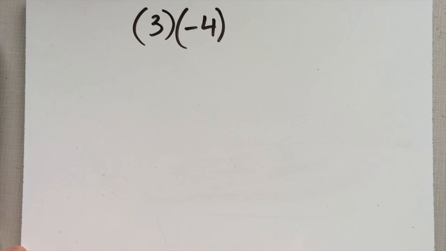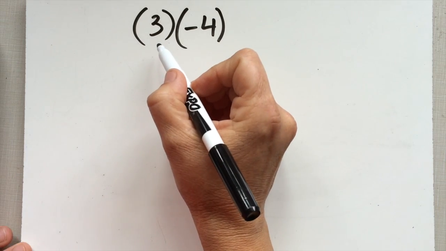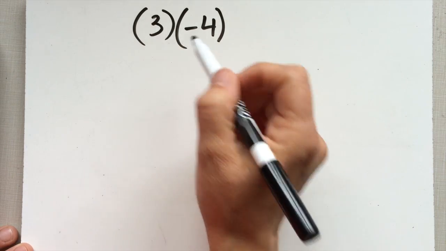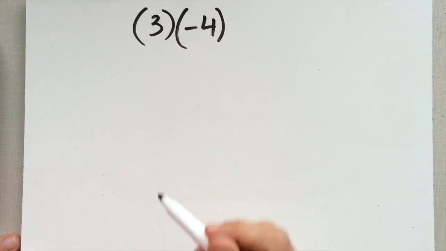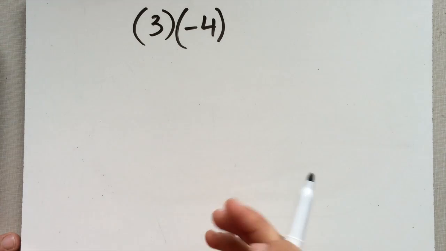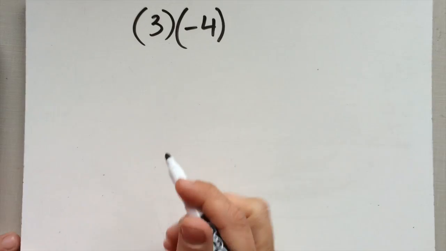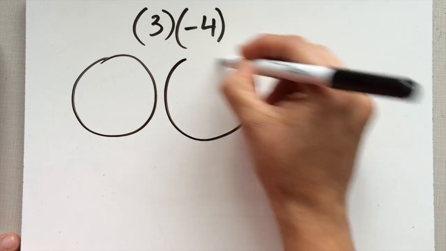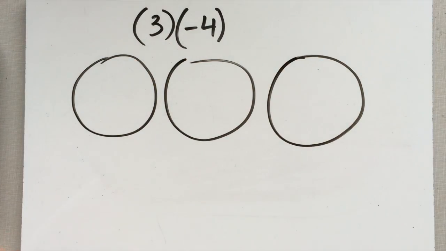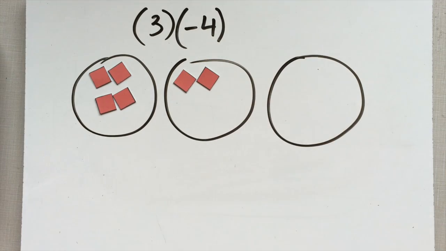Let's bring in our negatives. So 3 times negative 4. Here I'm using the other way of showing multiplication, the parentheses. It tends to work better when you've got negatives. So 3 times negative 4. Remember, we said times was groups of. 3 groups of negative 4. Here's 1 group, 2 groups, 3 groups. And inside each group, I'm going to put 4 negative tiles because it's a negative 4.